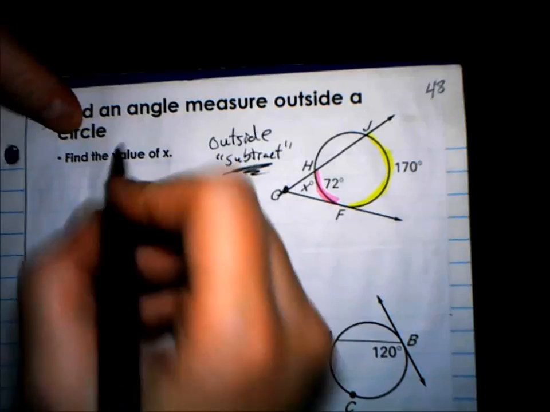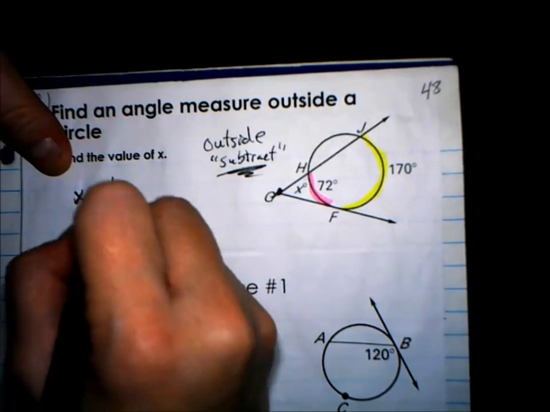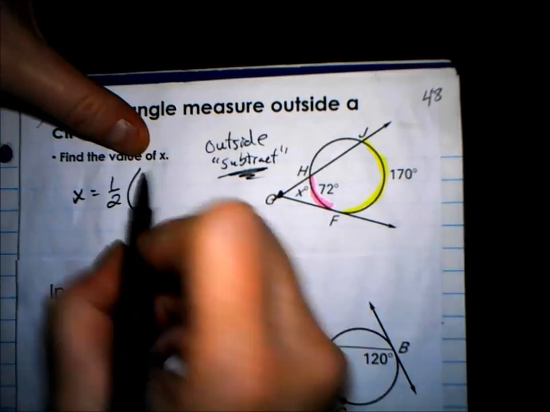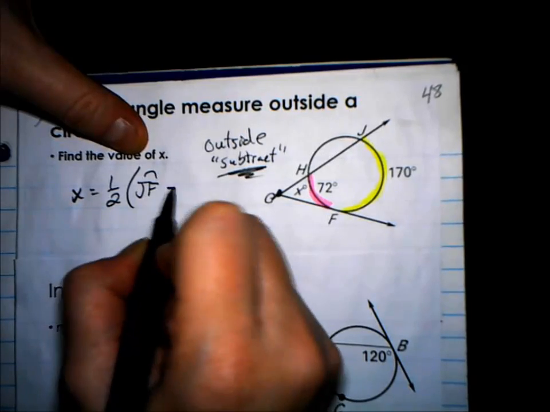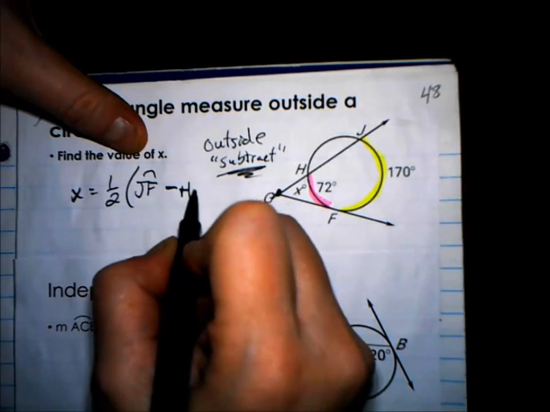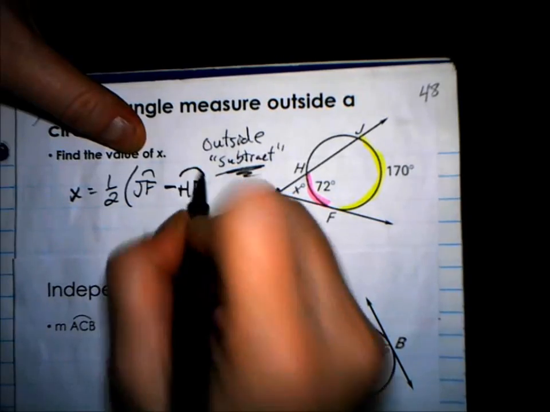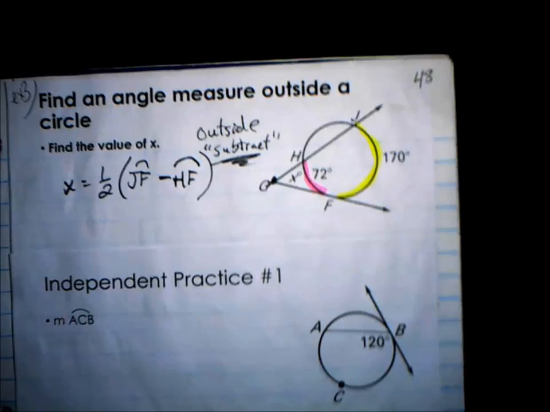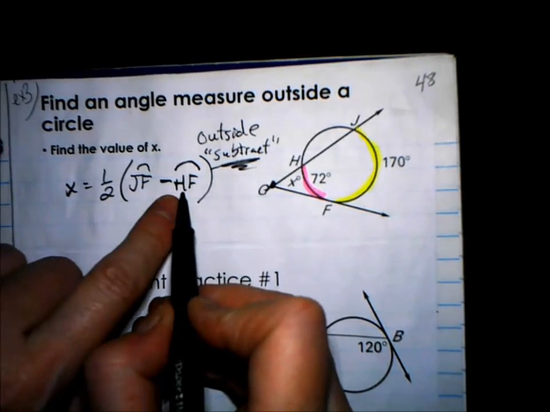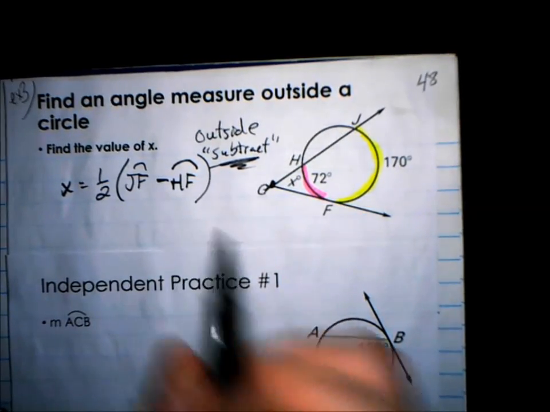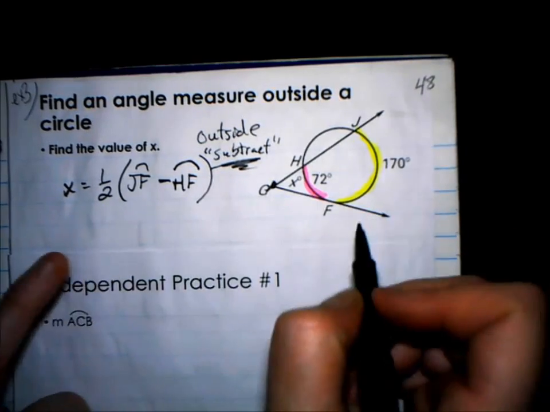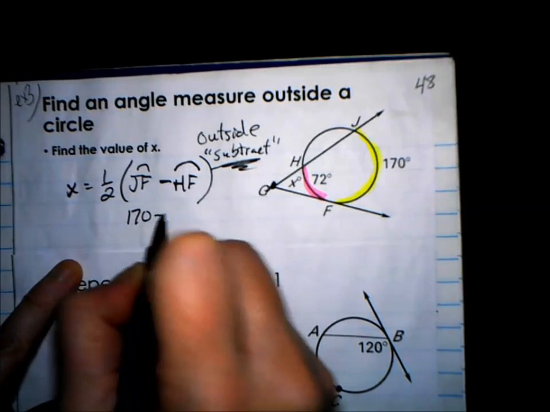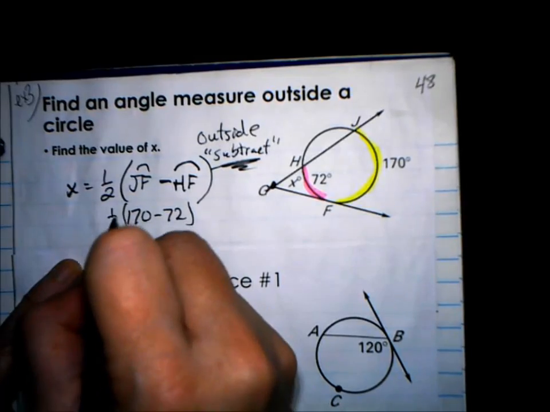Because the formula now is that x will be 1/2 of my large arc, that is JF, minus my smaller arc HF. That is the actual formula. Remember, this one is a subtraction that is taking place. And I always want the larger arc minus the smaller arc, so I'll get a positive answer. If I replace my values, that means I'm going to have 170 minus 72 equals 1/2.